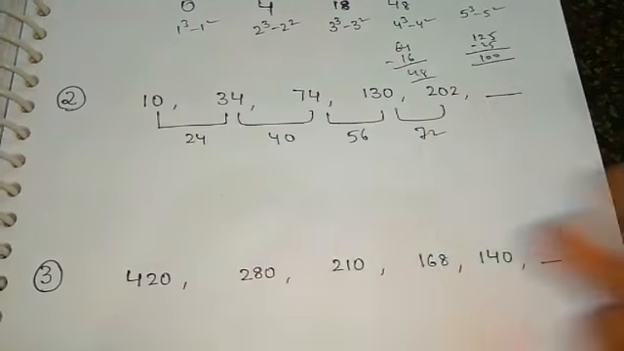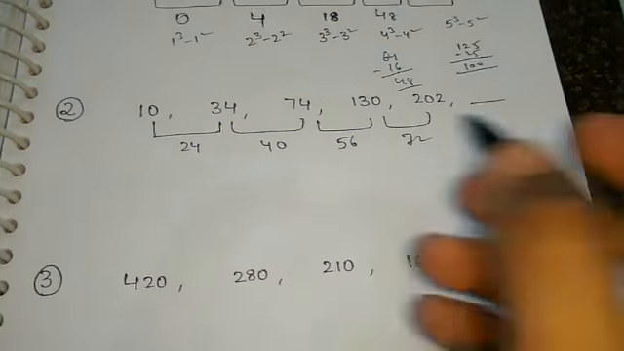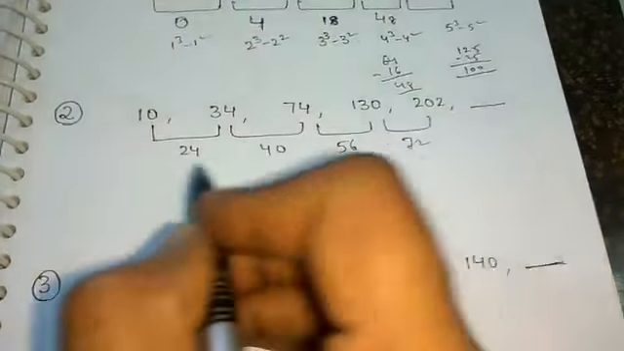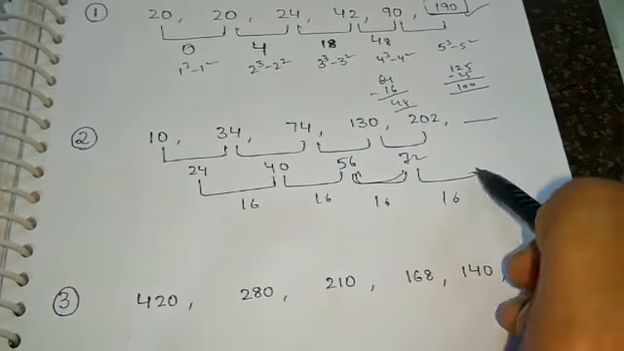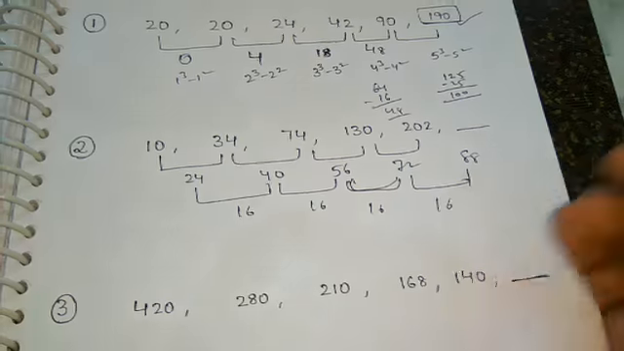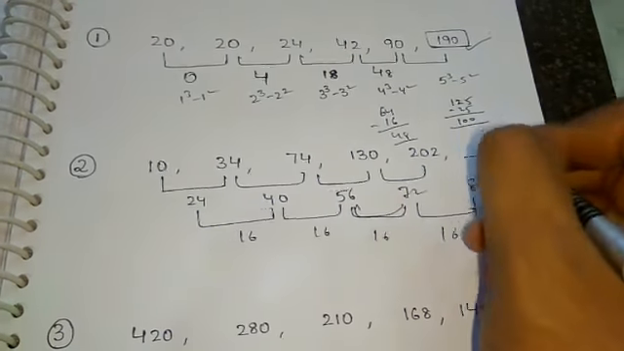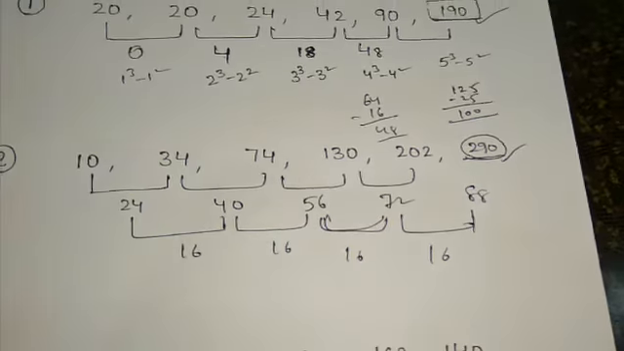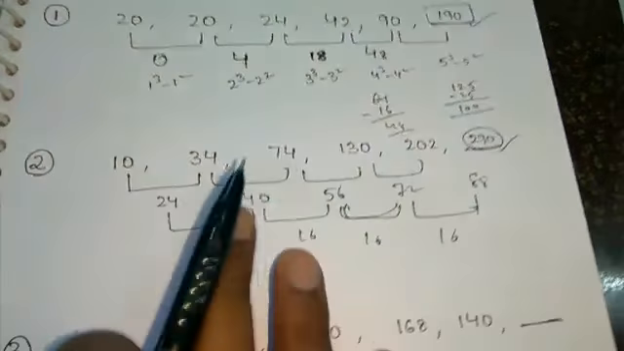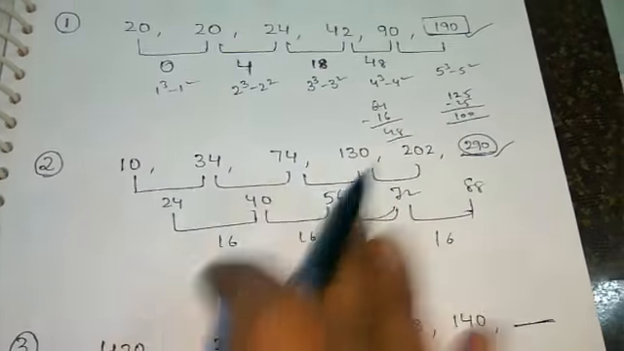Now can you find any logic here? 24 plus 16, 40 plus 16, 56 plus 16, 72 plus 16, it will be 88. So 202 plus 88, it is 290. Okay, so it is 290. And see, we got the difference of difference.